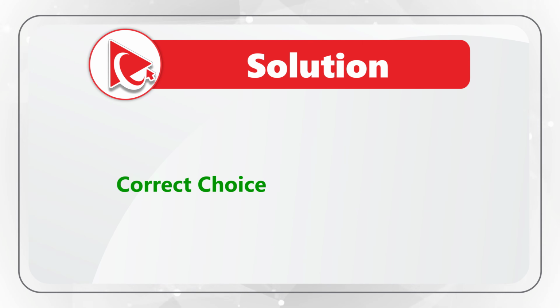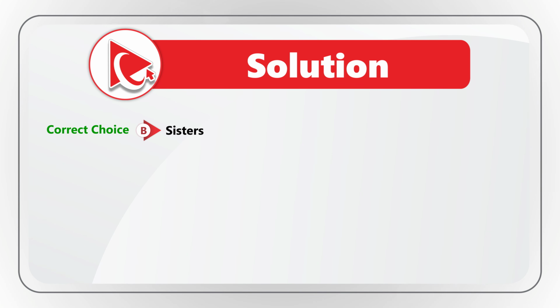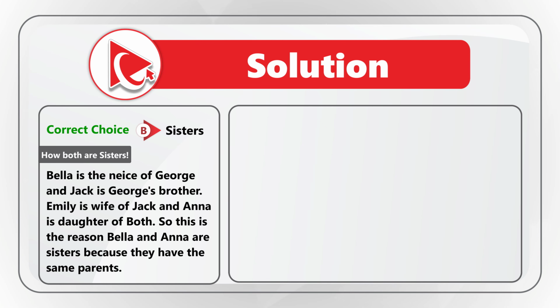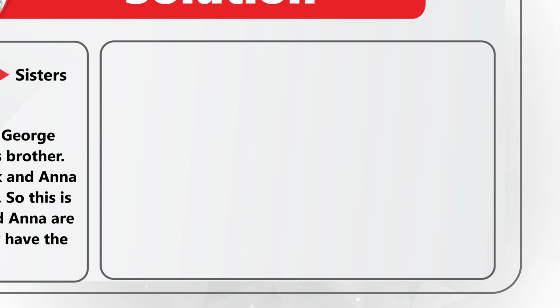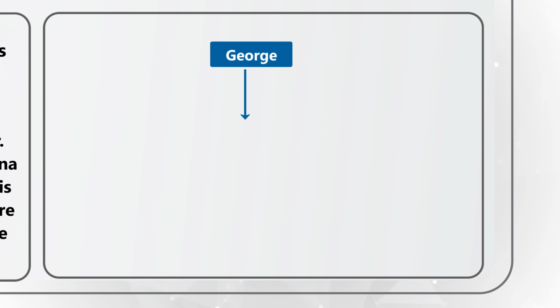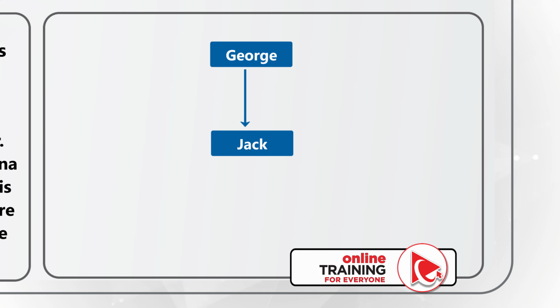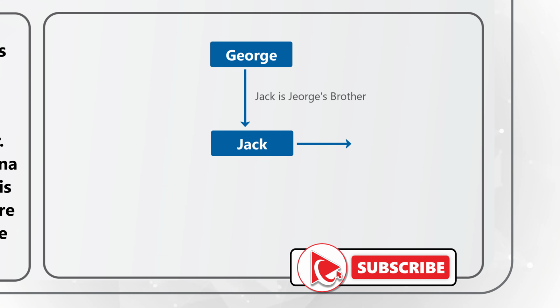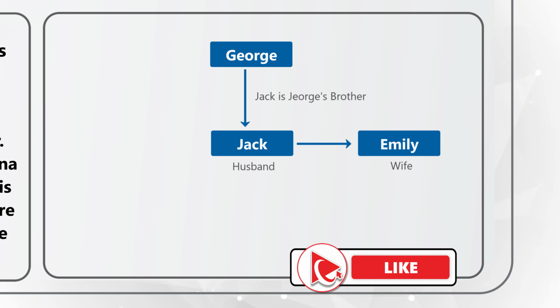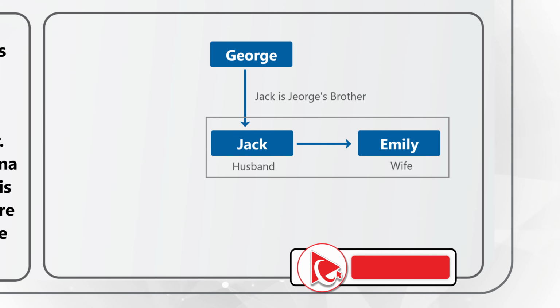The correct answer is choice B, they are sisters. But why? Let's build a diagram to demonstrate the relationships between this group of people. Let's start with the statement that George has a brother, and George's brother is Jack. Jack also has a wife, Emily, and they're a couple, and Jack and Emily are a family couple.